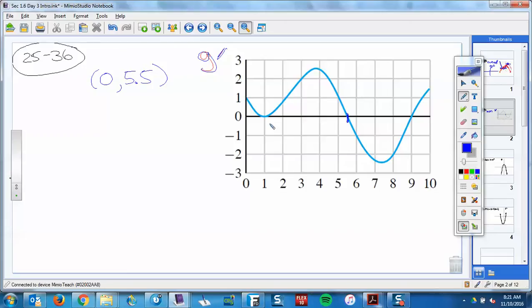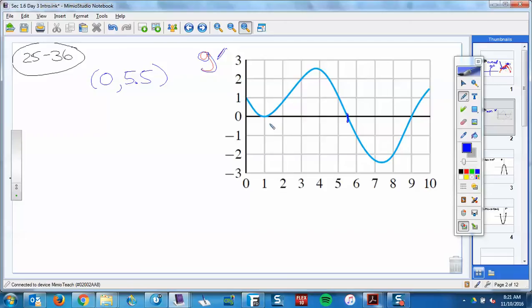Could you include this point? G prime is not positive there. It's 0. Right? 0 is not positive. So you'd have had to say 0 to 1 and then 1 to 5.5. Right? So just a little bit of a technicality there. But where is G increasing? What is that on G?